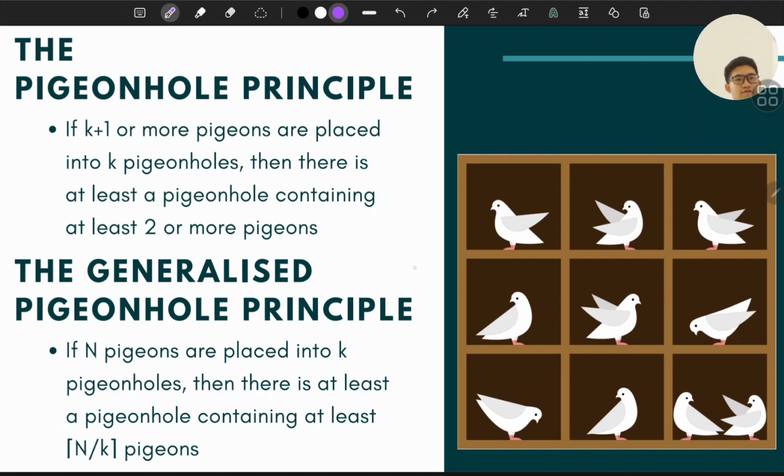So below here we have the generalized principle, which is basically where we could use it for more cases than just k and k plus 1. If n pigeons are placed into k pigeonholes, there is at least one pigeonhole containing at least the ceiling of n divided by k pigeons. Note that n, k, and also these two k's are all integers. However, n divided by k is not necessarily an integer until we use a ceiling function.